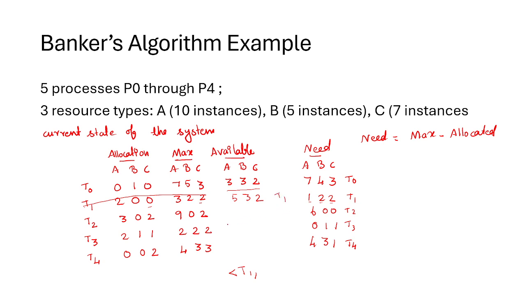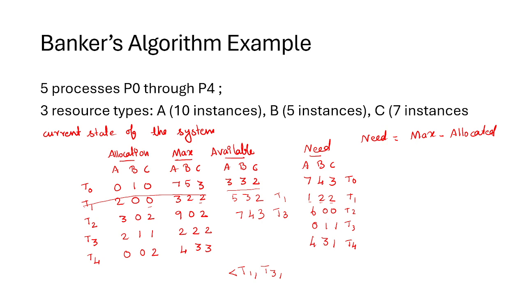Now go with T2. The need of T2 is 6, 0, 0. It cannot be allocated because it needs 6 instances of A, but we have only 5 instances of A. So T2 should be in a waiting state. Next go with T3. T3 needs 0, 1, 1. We have 5, 3, 2, so it can be allocated. T3 starts its execution. After T3 completes, its resources are added, so we have 7, 4, 3.